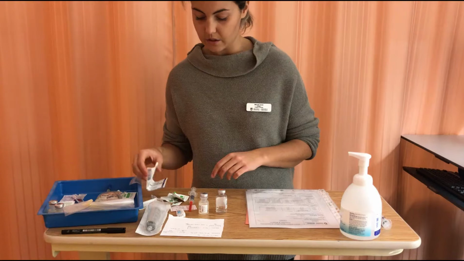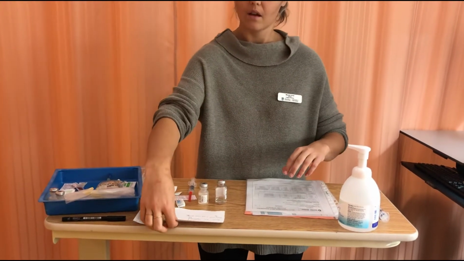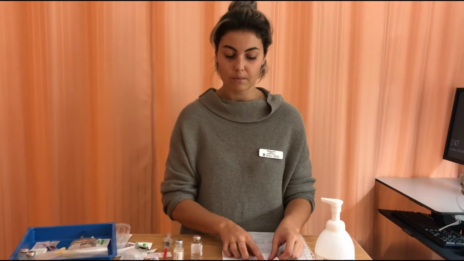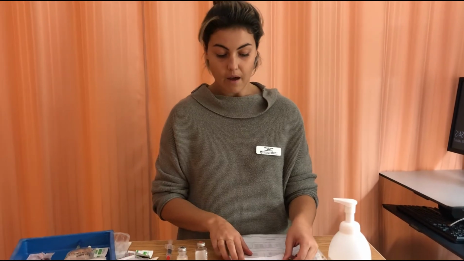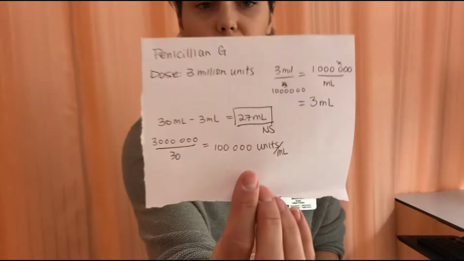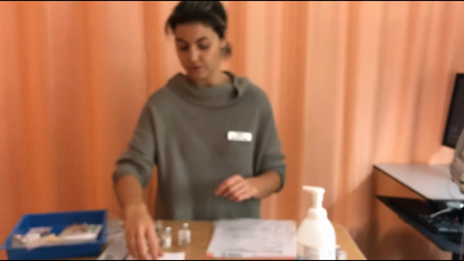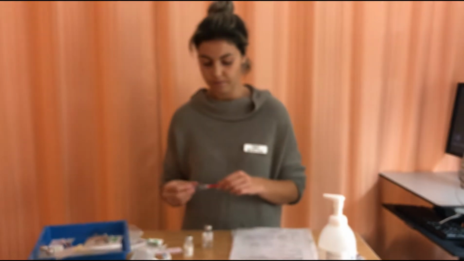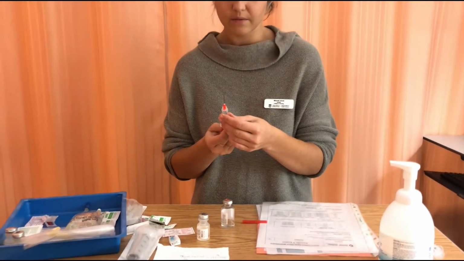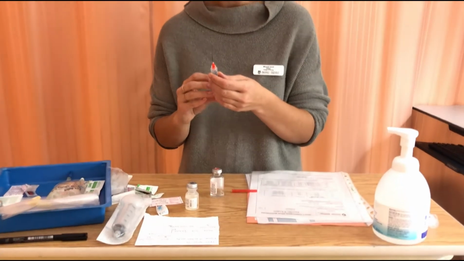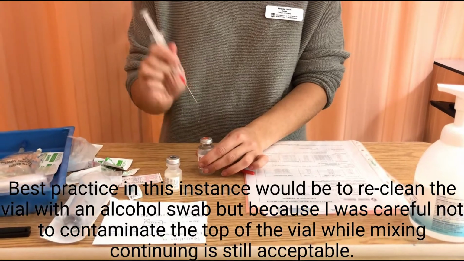So now I'm going to be drawing up my dose. So my dose is 3 million units, and I calculated that equals 3 mLs. So I'll be drawing up 3 mLs of the dose, the penicillin here. So I have the air displaced. Make sure it's up to 3. And I'll mix the medication vial.